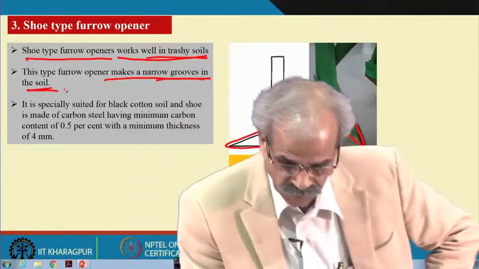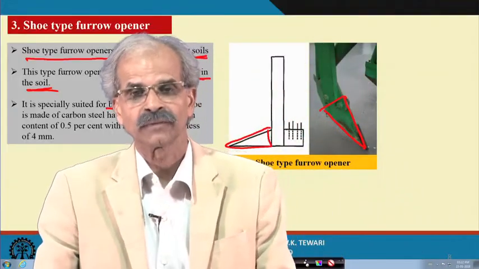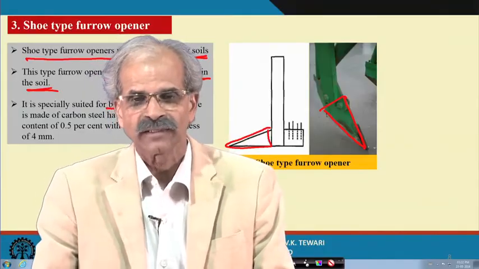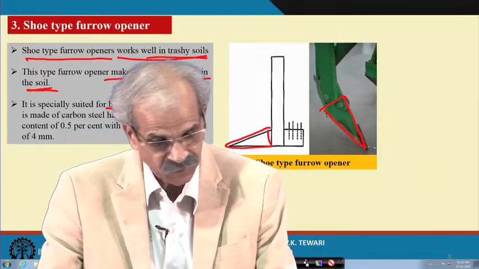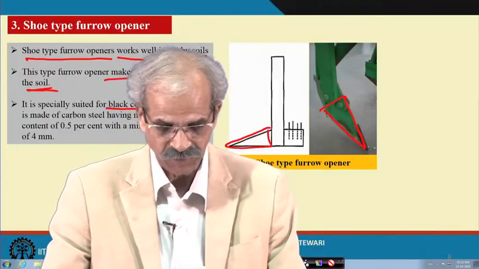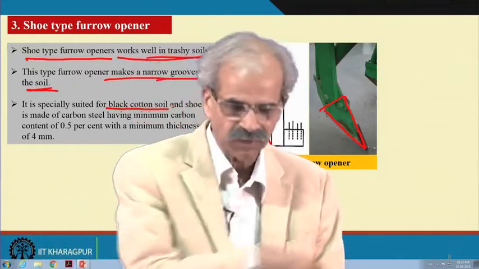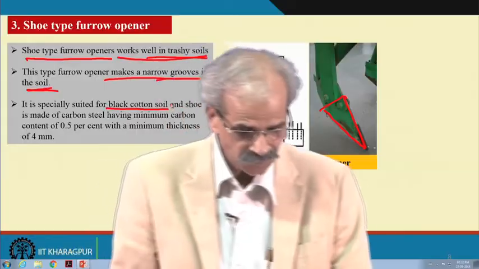Well, it is specially suited for black cotton soil. Well, we know that black cotton soil has very big cracks etc., and then it is very hard. So, under those soil conditions, such shoe type furrow openers, which will go slightly deep and cut the slit, serve our purpose.